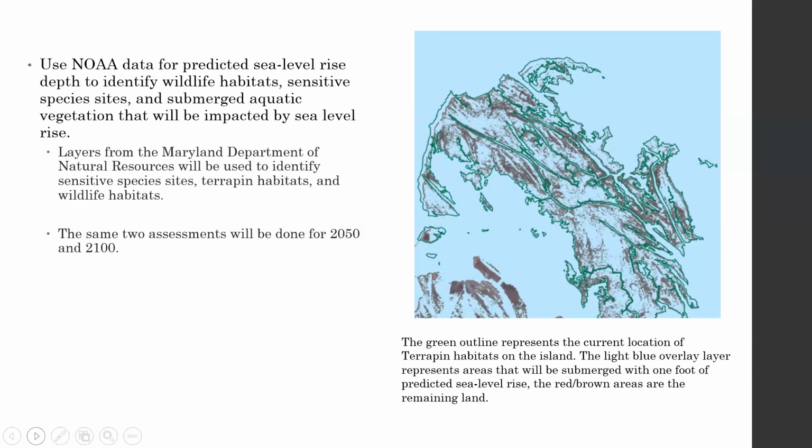To the right here, everything outlined in green was identified as a terrapin habitat. And as you can see, with 1 foot of sea level rise, a very large portion of those are already gone and will only get worse as the sea level rise gets higher. And all of those layers are coming from the Maryland Department of Natural Resources.